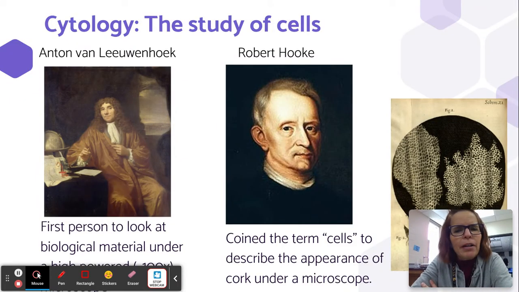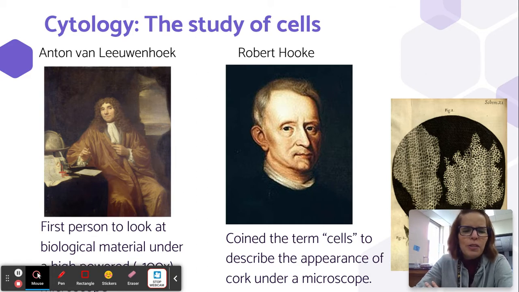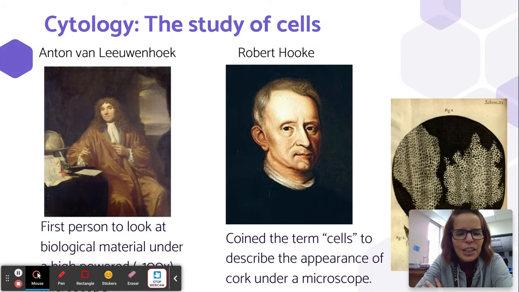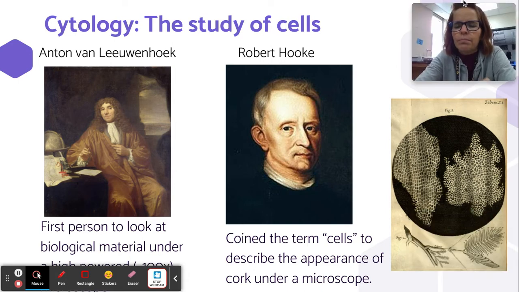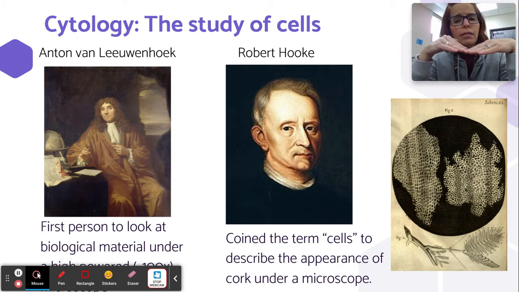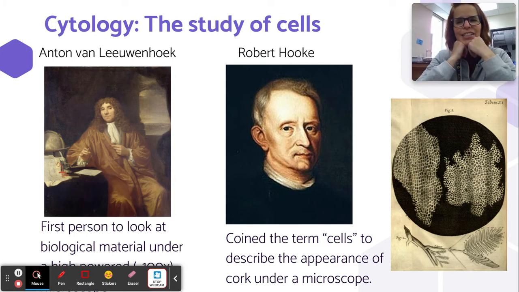So let's start with some background information, a little historical information. This handsome man, Anton van Leeuwenhoek, was the first person to look at biological material under a high-powered microscope, which is actually a lower-powered microscope than the one that the student model that we work off. And then Robert Hooke was the first one to come up with the name cells. He looked at this sample of cork under a microscope, and the image reminded him of the small rooms that monks lived in monasteries. And so he called them cells, and that name has stuck ever since.